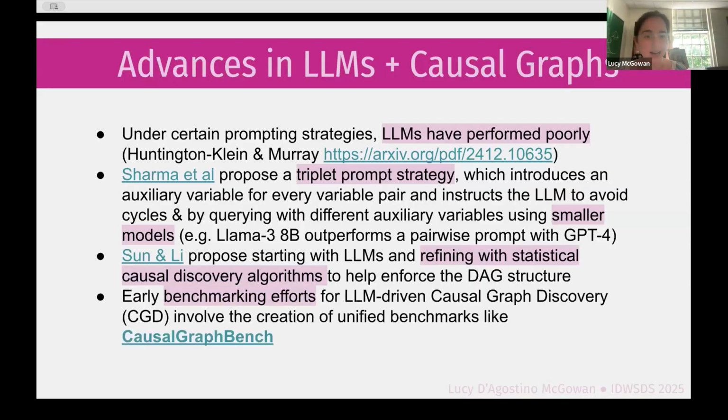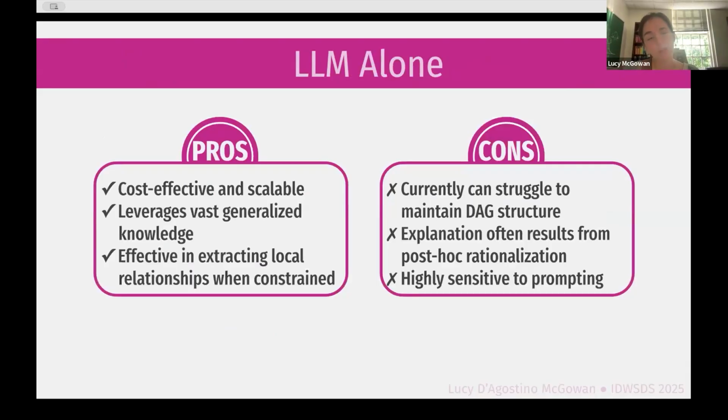Then there have been some early benchmarking efforts that take known relationships between variables and look at how large language models, or a combination of large language models and humans, can do. So the pros of the large language model alone: in general, it's cost effective, although I know it can be expensive to have access to different models, but these are pretty simple prompts, so it's cost effective and scalable. It leverages really generalized knowledge. Experts are often in a certain area, which is sometimes preferred, but sometimes we're dealing with areas that don't have as much expertise yet. It's also effective at extracting local relationships when constrained, like with those triplets.